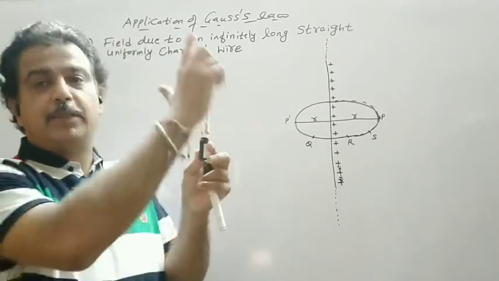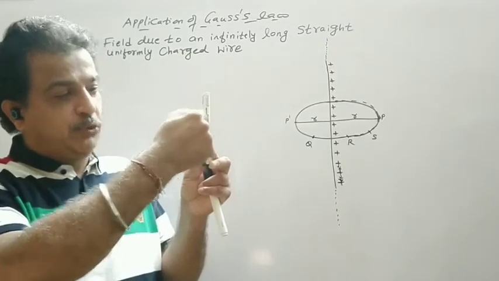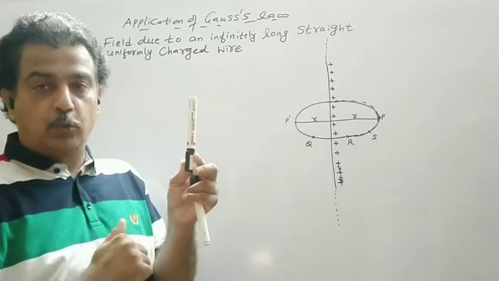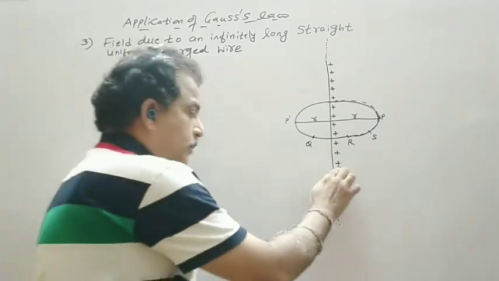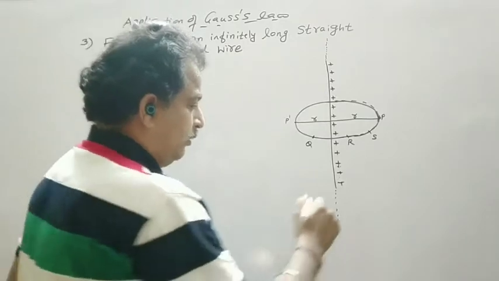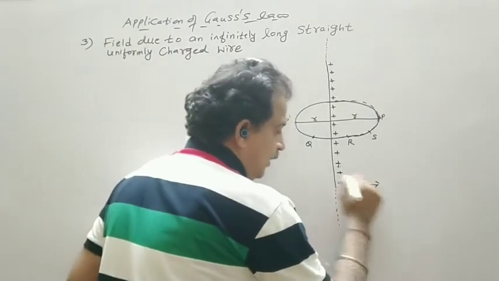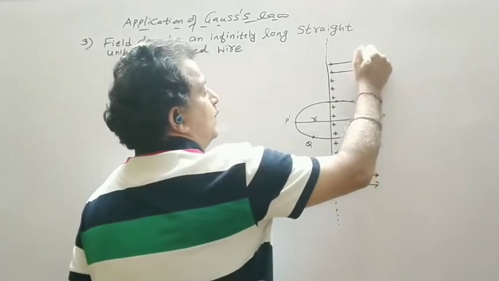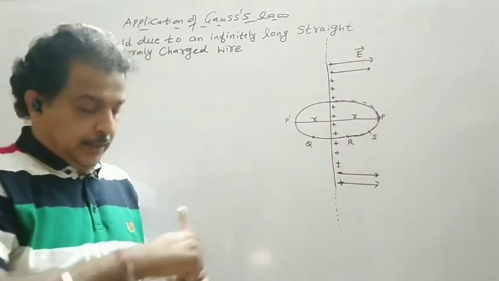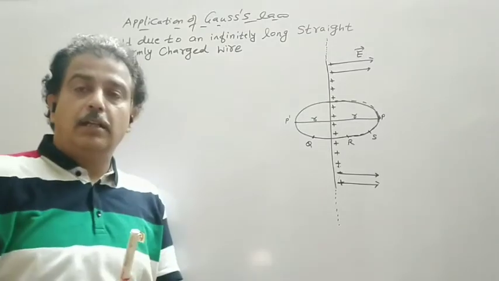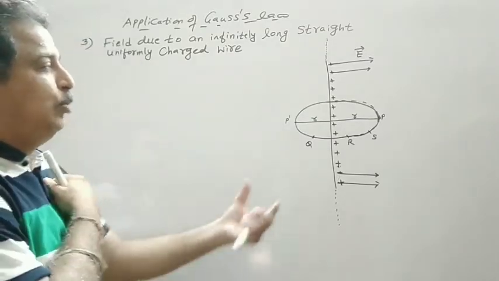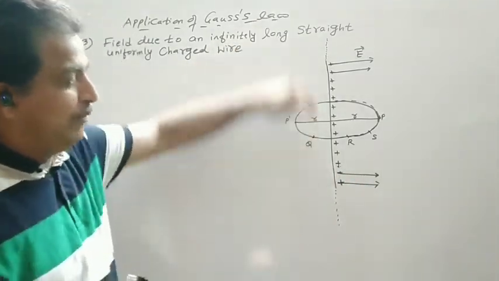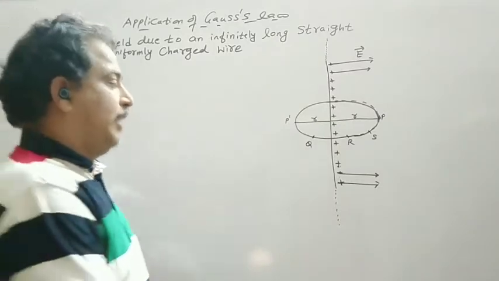So if the wire is kept along the y-axis, the field lines will be along the z-axis. It will be radially outward. So by geometry, the electric field lines will be radially outward. This will be the electric field intensity of this thin wire. And there is a mathematical way also to understand how this field is radially outward. So the field lines are normal to the wire.